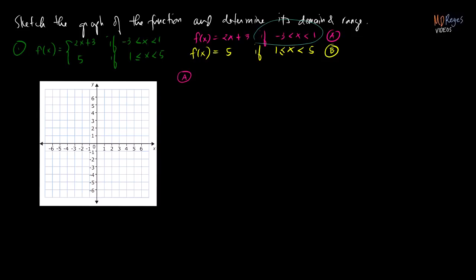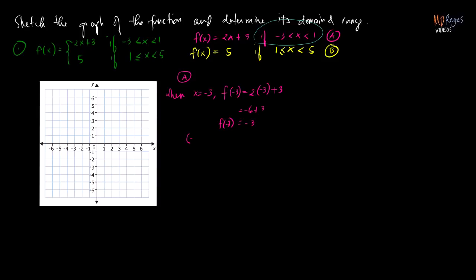inequality symbols. Whenever x is equal to negative 3 in the first function, we're talking about function a, what is the value of the function? What is the value of f whenever x is equal to negative 3? We just have to substitute negative 3 for every x in function a. So that's 2 times negative 3 plus 3. That's a negative 6 plus 3, and that's equal to negative 3. So whenever x is equal to negative 3, the function is equal to negative 3 as well.